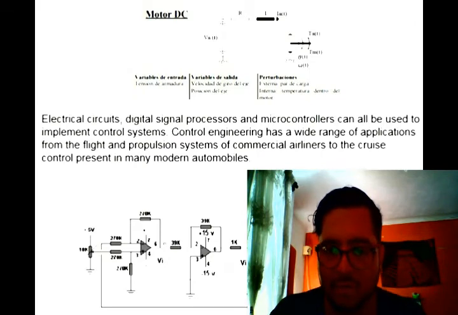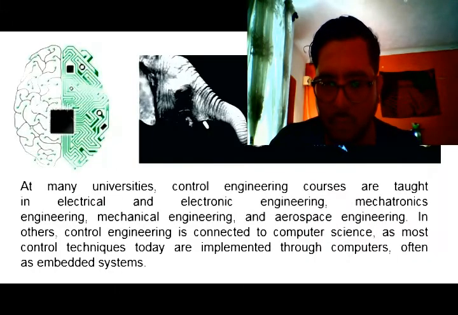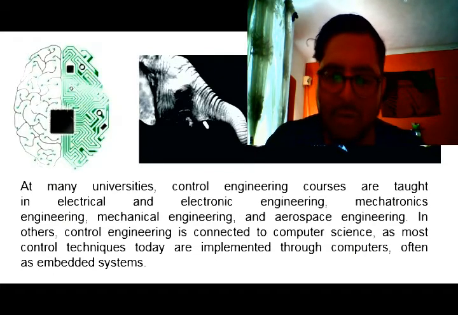Electrical circuits, digital signal processors, and microcontrollers can all be used to implement control systems. Control engineering has a wide range of applications, from the flight and propulsion systems of commercial airliners to the cruise control present in many modern automobiles. At many universities, control engineering courses are taught in electrical and electronics engineering, mechatronic engineering, mechanical engineering, and aerospace engineering.